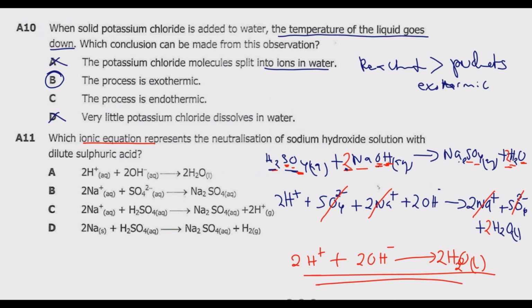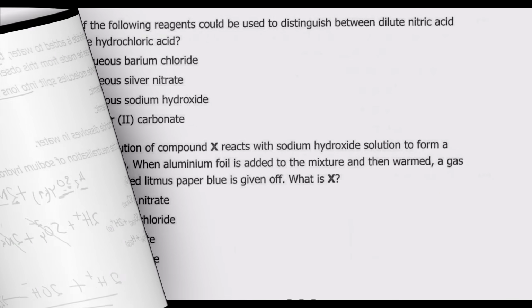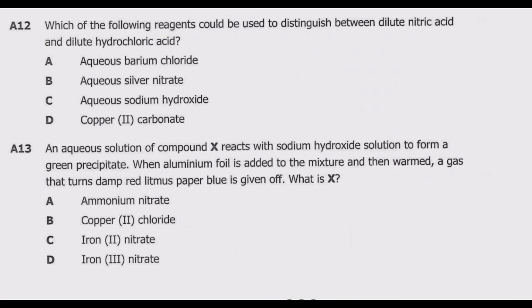So we come and check here, we notice that A is the correct answer. So this is how you answer question 11. Question A12, which of the following reagents could be used to distinguish between dilute nitric acid and dilute hydrochloric acid? So we have A, aqueous barium chloride, B, aqueous silver nitrate, C, aqueous sodium hydroxide, D, copper 2 carbonate.